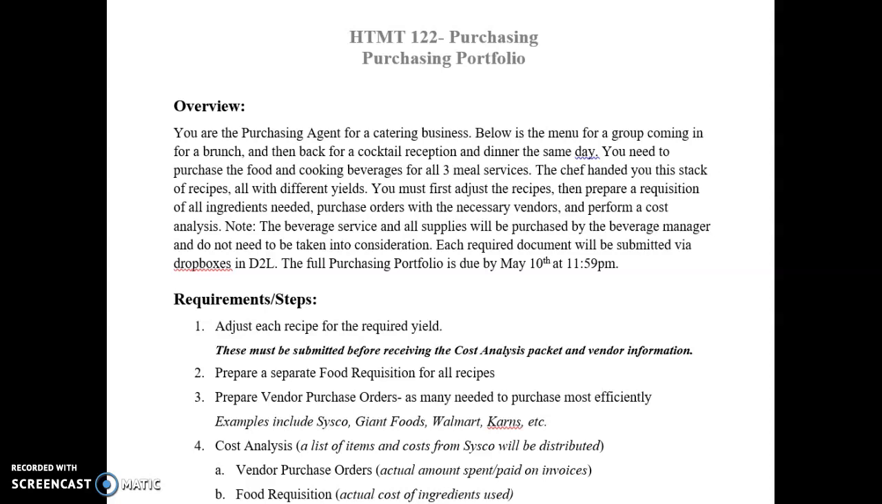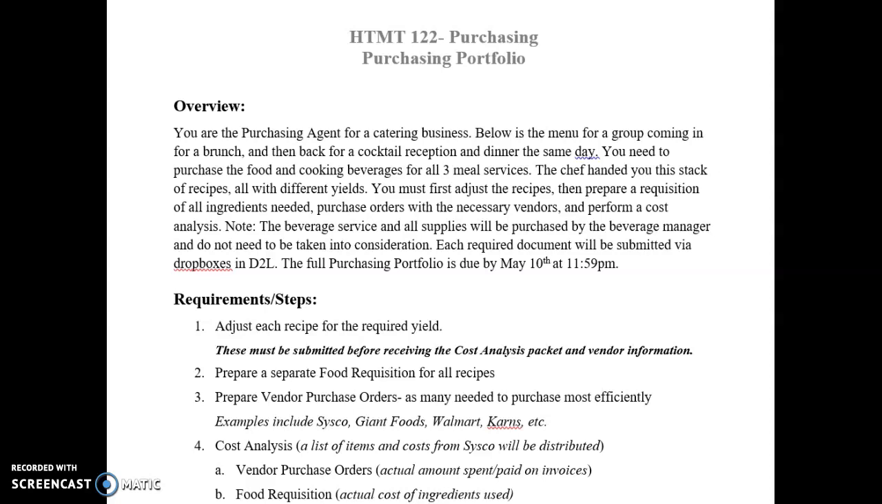The chef handed you this stack of recipes, all with different yields. By no means did he hand you a requisition order, which we're used to. You must first adjust all of these recipes. Some are extending, some are reducing. You'll need to look and see what the yield needs to be: how many pieces, how many servings do we need to make, and adjust the recipes to that.